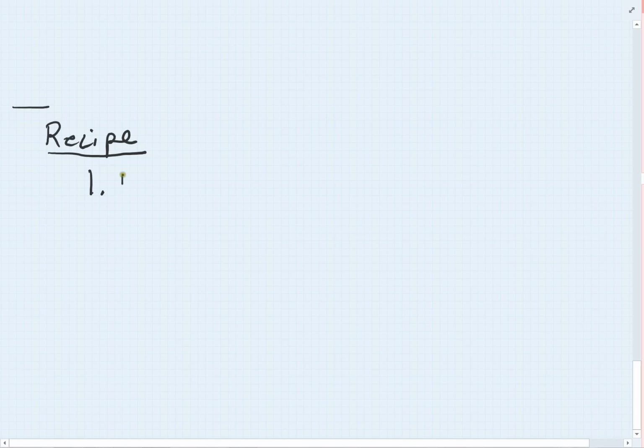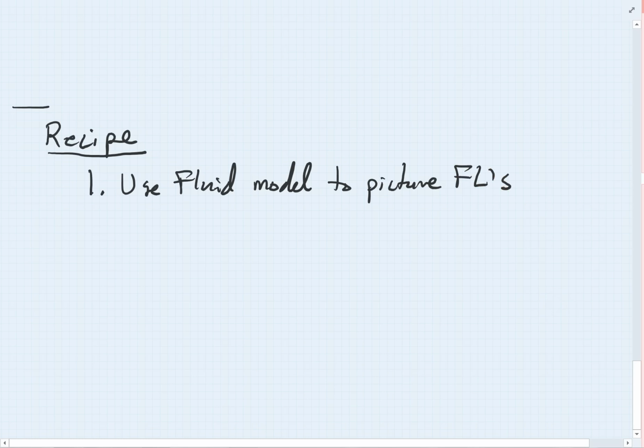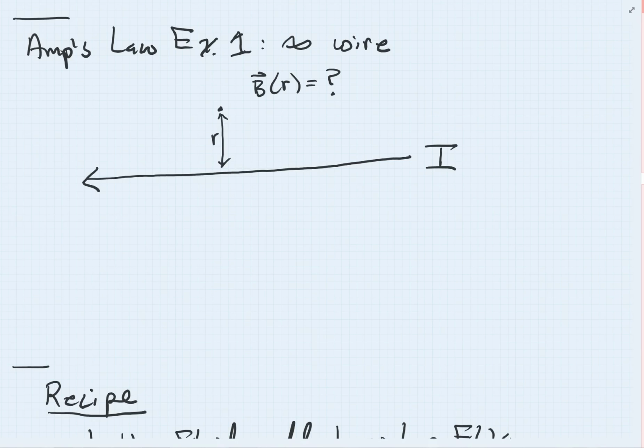So we begin by using the fluid model to understand the field lines. In other words, to picture the field lines. So in this case, we would look at our wire here, right? We would use our fluid model, which would mean we would take this wire and imagine starting to rotate it according to right-hand rule number 2. So I stick my thumb along the leftward direction, and my fingers curl around in a way that we would be setting this thing.